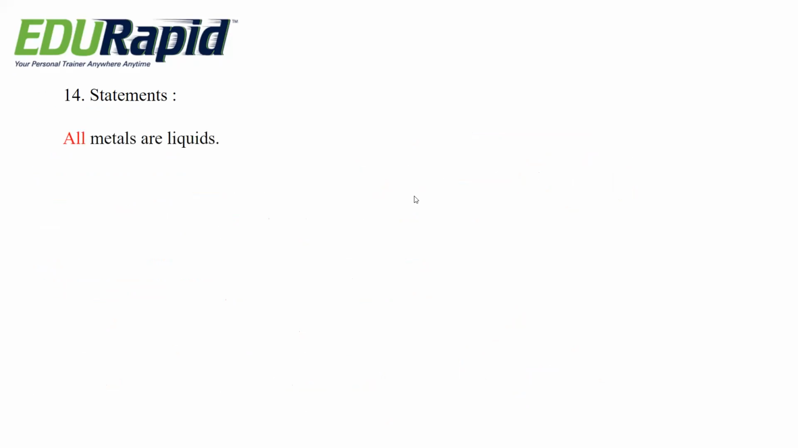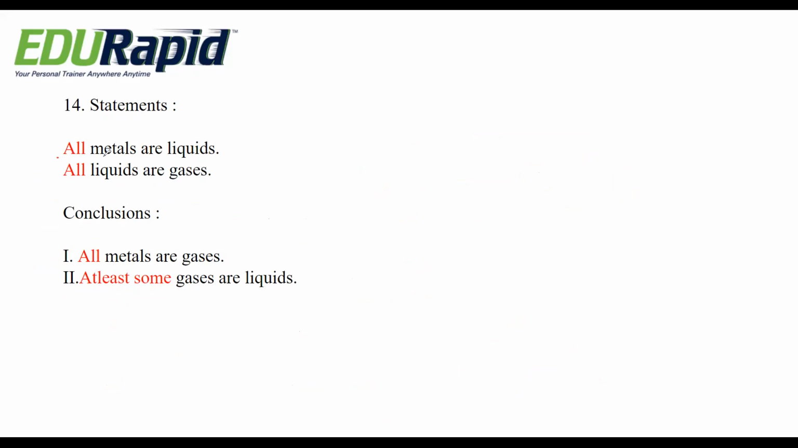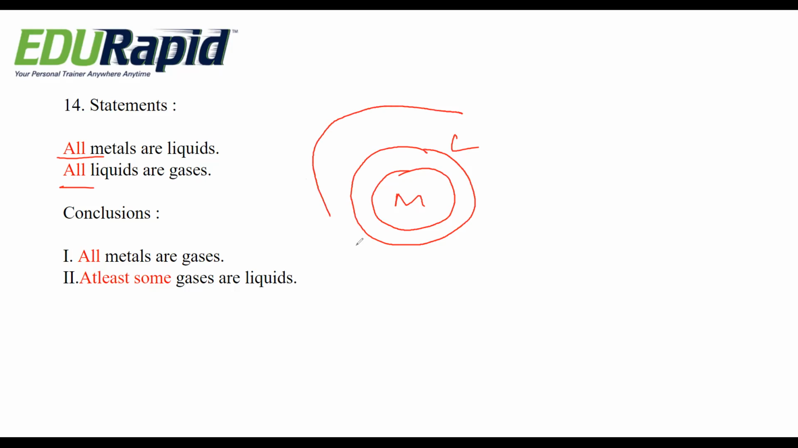Next question. Statements. All metals are liquids. All liquids are gases. Conclusions. All metals are gases. At least some gases are liquids. Write down the Venn diagram. All metals are liquid. Also, all liquids are gases. So conclusion, all metals are gases. All metals are gases. Yes, it follows.